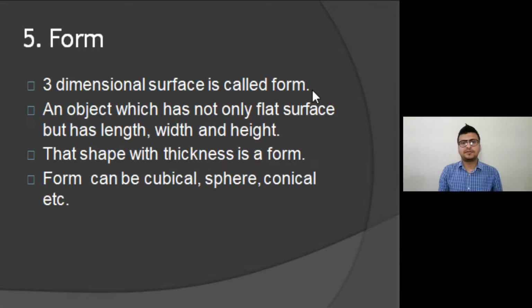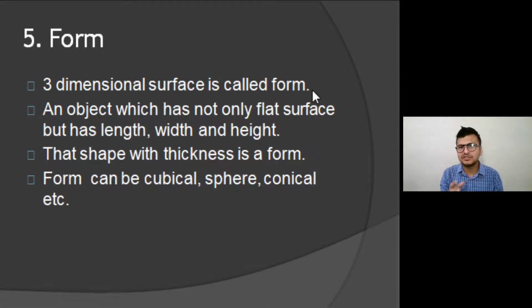Coming to the fifth element of design, that is form. Three-dimensional surface is called form. Basically, in our school times, we have studied about the axes: x-axis, y-axis, and the z-axis. See, it's an x-axis, it's a y-axis, and it is a z-axis. I don't have three pens right now, otherwise I would have shown you three axes. I hope you have got this small thing.